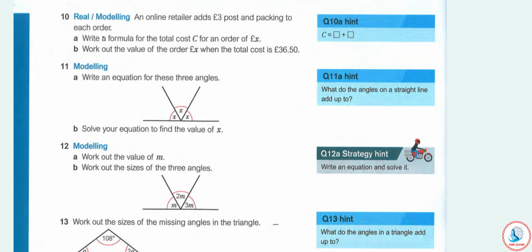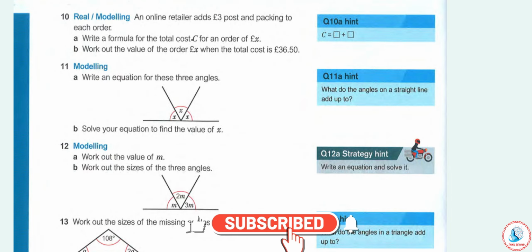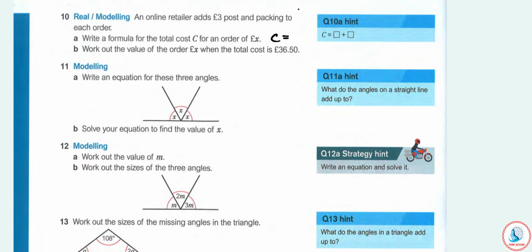So for question A, the cost is equal to, we have to find the cost, right? The cost is equal to X plus 3, because we don't know the orders, right? How many orders are there? So the order of €X, so that's how we calculate the cost. It is given here, a hint. C is equal to, so the answer is X plus 3.